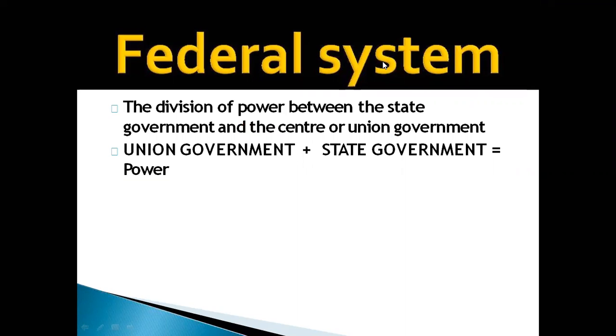What is the difference between the parliamentary form of government and the federal form of government? The parliamentary form of government means the union legislative, nothing but the parliament. The federal form of government means what? The powers and functions of the government are divided into central and state, the union and state. That type of government is nothing but the federal form of government.